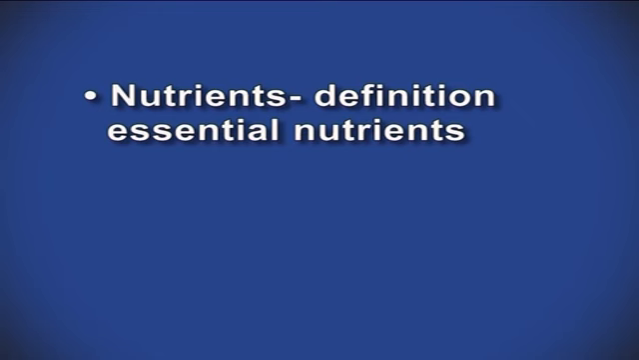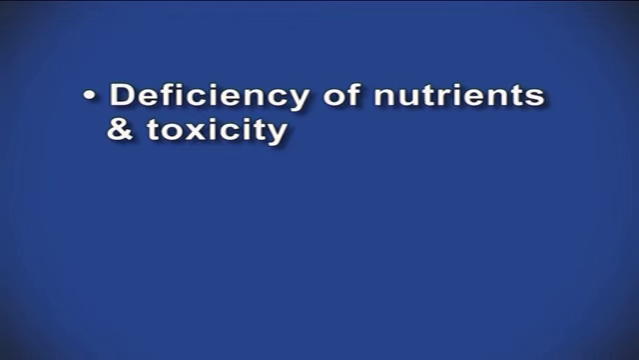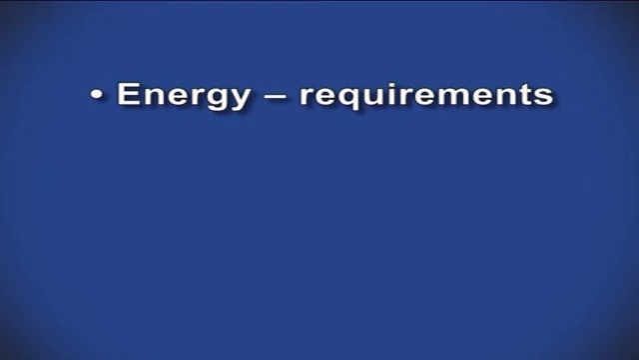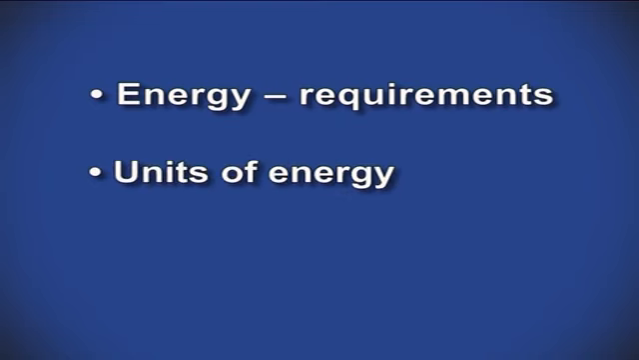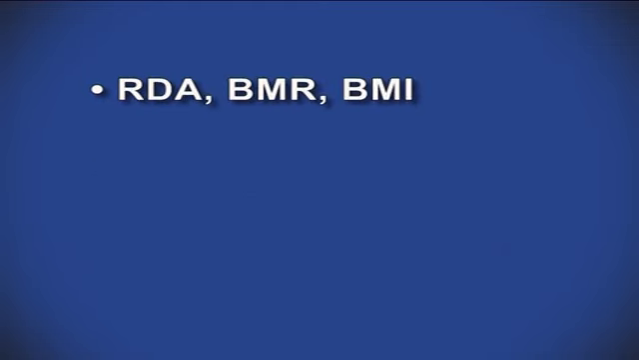With these aspects, we shall study nutrients and their functions under the following subtopics. 1. Nutrients, its definition, essential nutrients. 2. Types of nutrients, macro and micronutrients. 3. Deficiency of nutrients and toxicity. 4. Manifestations of nutrients, underweight and overweight or obesity. 5. Energy and its requirements. 6. Units of energy. 7. Energy value of foods, RDA, BMR and BMI, and conclusion.